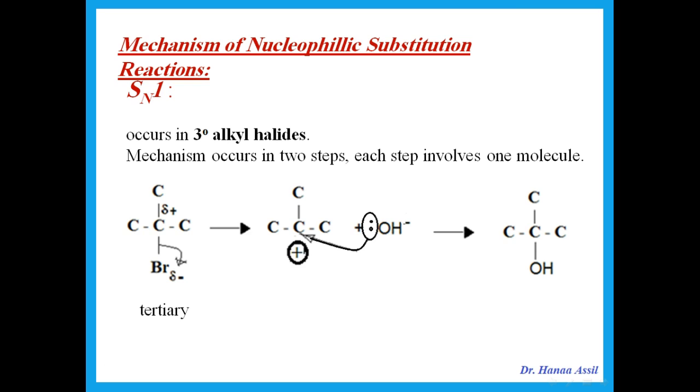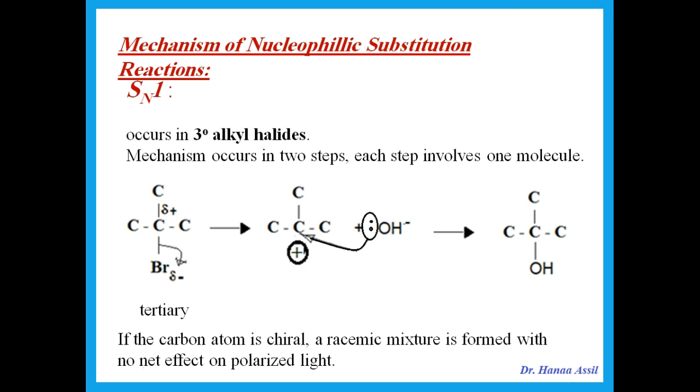Now, in this case, because the Br leaves, I end up with a carbocation. Now, this carbocation can be attacked by the hydroxide from either side. So we can say that the hydroxide ion attacks from the front or from the back. And that means if I'm starting with something that is chiral, I end up with a racemic mixture because I have equal chances of attacking from the front or from the back. So I will form the two mirror images, and that means I will have a racemic mixture. And we said if I have a racemic mixture in which I have both enantiomers in equal amounts, then there will be no net effect on polarized light. Do we understand this? This is for the SN1.